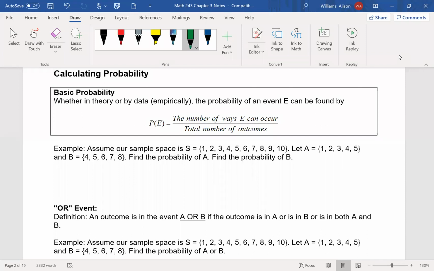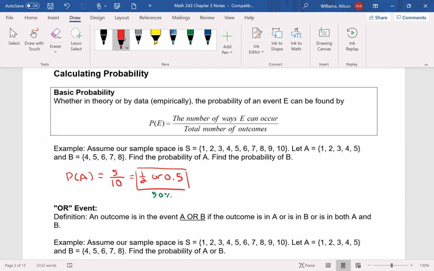Let's say that our sample space lists all the numbers 1 to 10. And let's say the event A is the numbers 1 through 5, and the event B is the numbers 4 through 8. Let's find the probability of A and the probability of B. So for the probability of A, we would be looking at 5 possible outcomes out of 10 total outcomes, which we could write as 1 half or 0.5. Or if you want, you could write it as a percent, 50% would be fine.